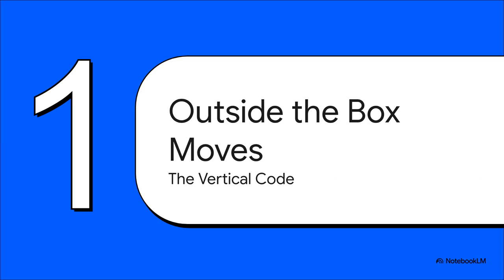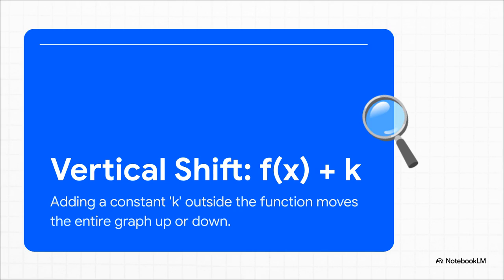So, to crack any code, you always start with the easy part first, right? For us, that's what I'm calling the vertical code. This is all the stuff that happens outside the function's parentheses. This part is simple, it's direct, and it's going to build our confidence for the trickier stuff. So, let's start with vertical shifts.